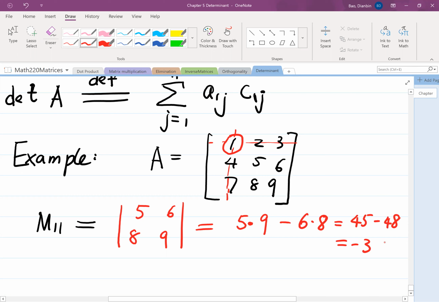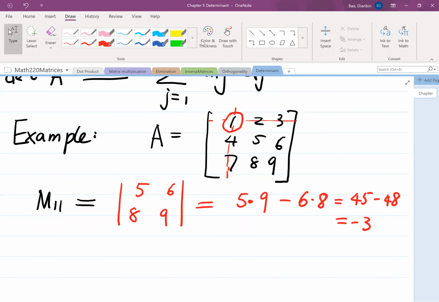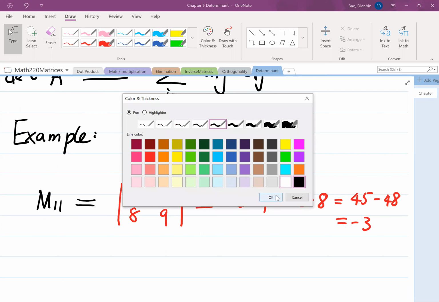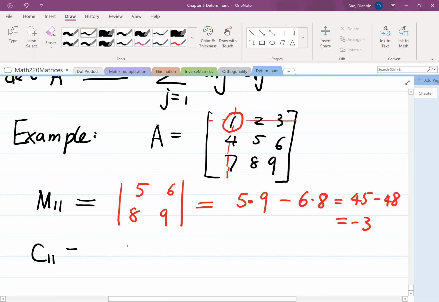Now what is C11? C11 is a cofactor. Here I is 1, J is 1. So it's negative 1 to the power I plus J, times M11. Negative 1 squared is just 1, so it's M11. So it will be negative 3.